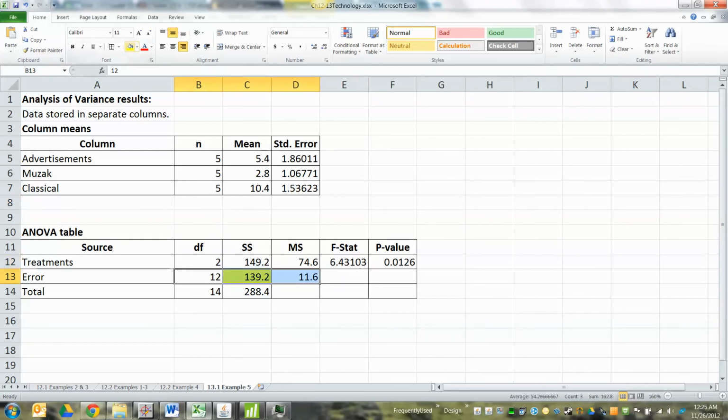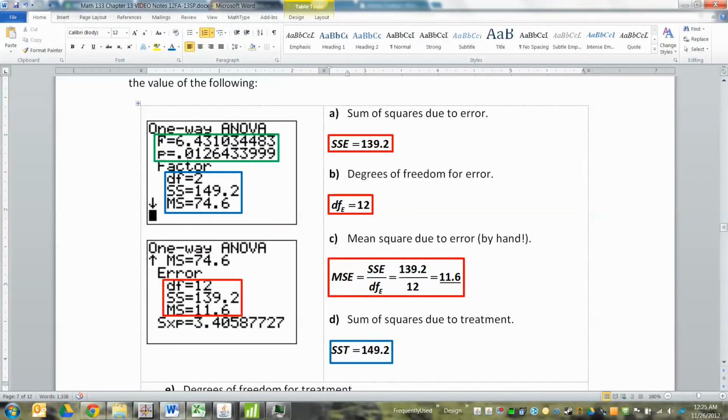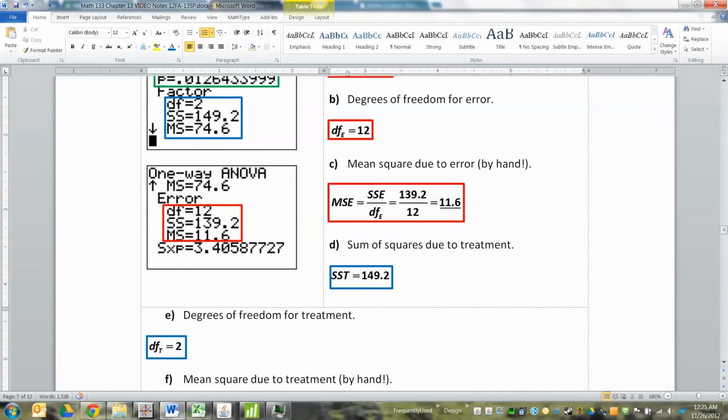And degrees of freedom was 12, and the mean squared due to error was 11.6. Now you could find it by hand by taking the 139.2, which is right there, sum of squares due to error, dividing it by that degrees of freedom, 12, and you could get 11.6. So there you go.